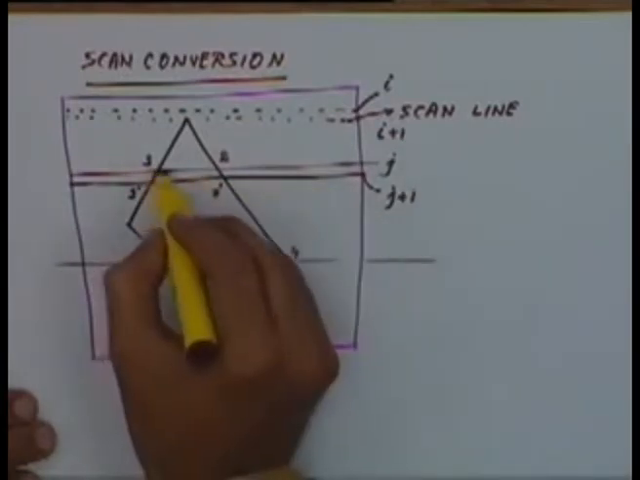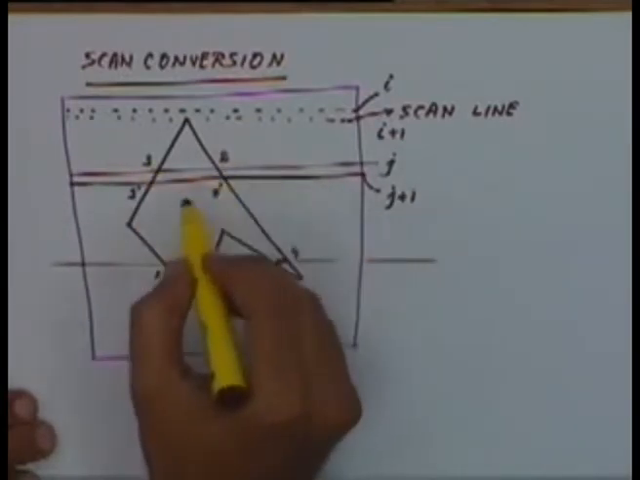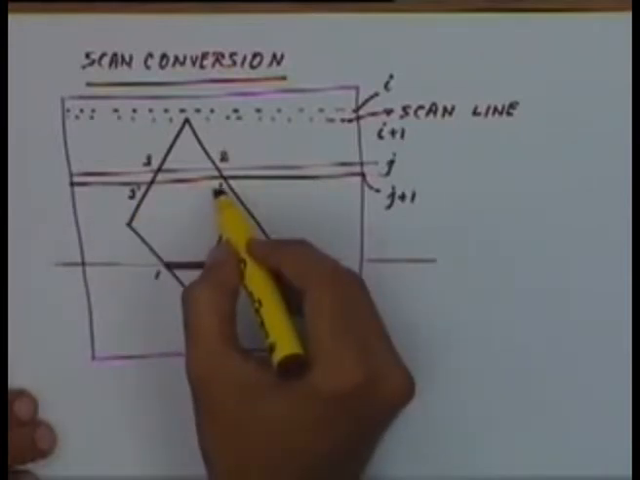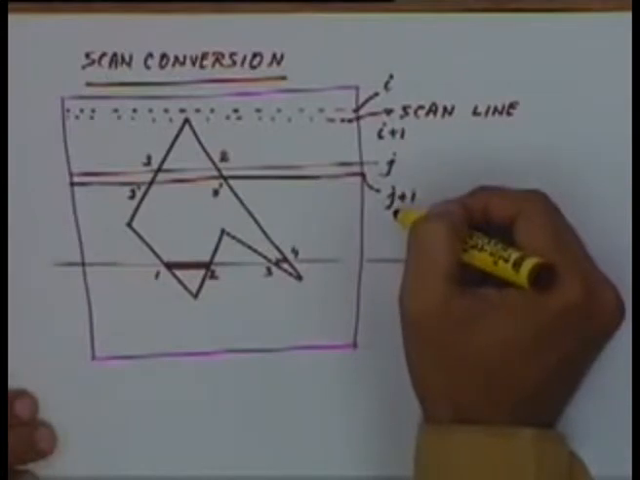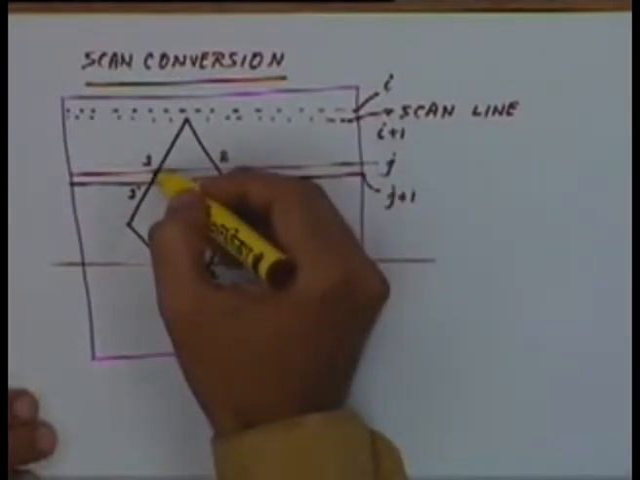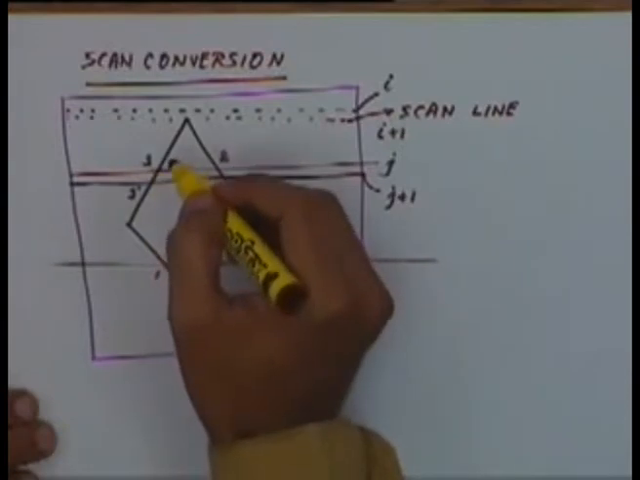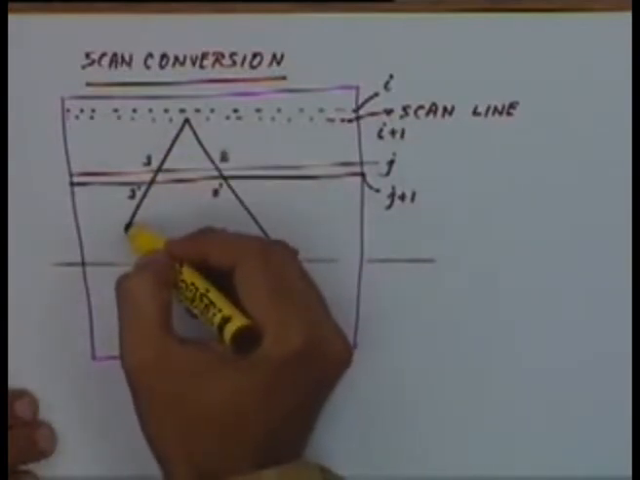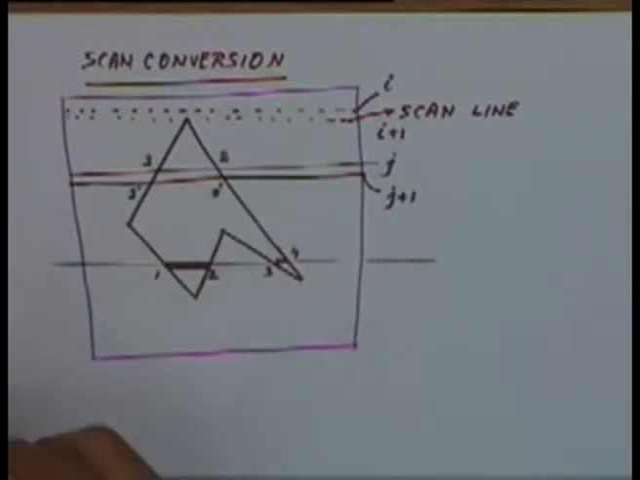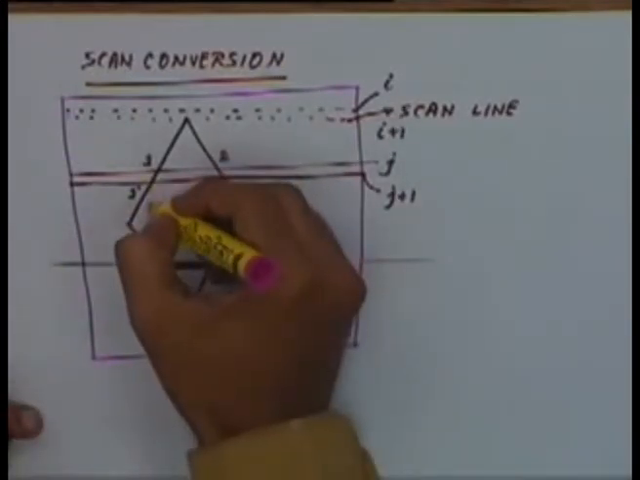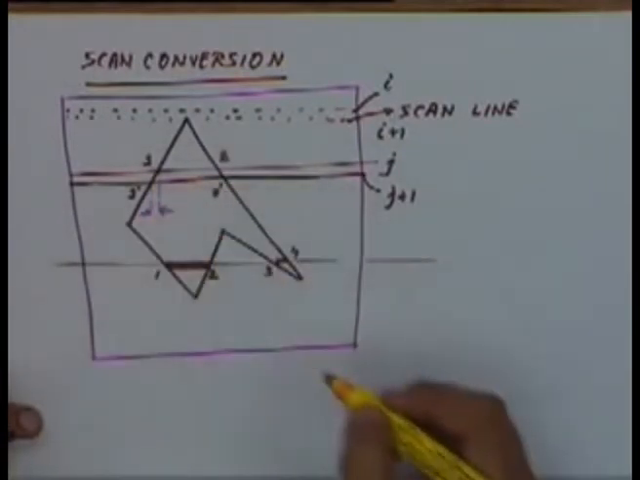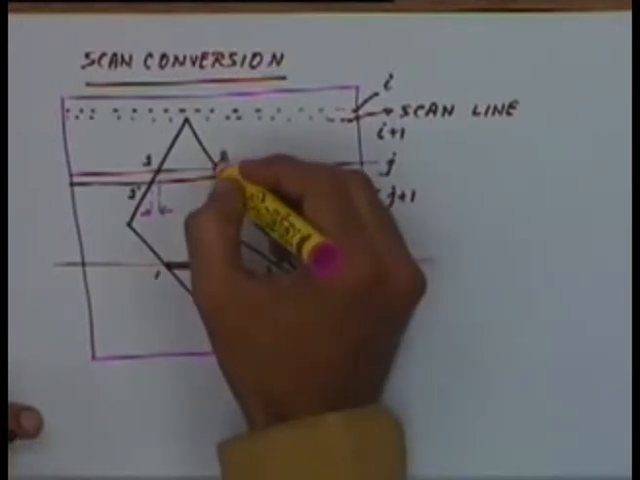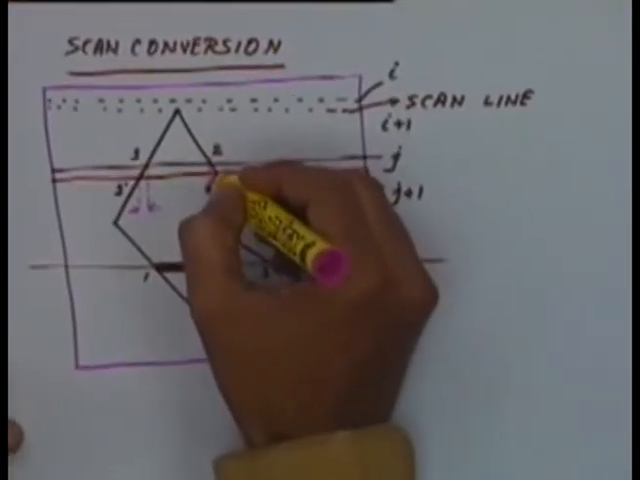Initially from 1 to 2 all the pixels were on, now from 1 prime to 2 prime all the pixels will be on. What is the difference between lines j and j plus 1? The point 1 has been modified by an amount equal to the slope of this line. The difference between 1 and 1 prime is this amount, and similarly the difference between 2 and 2 prime is this amount.